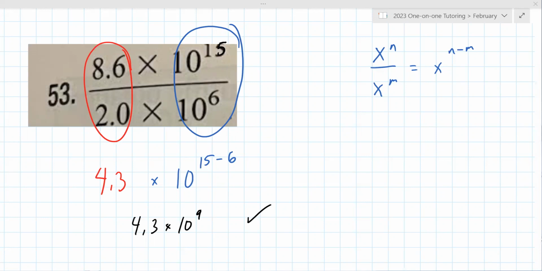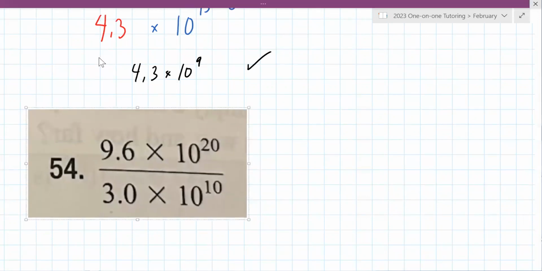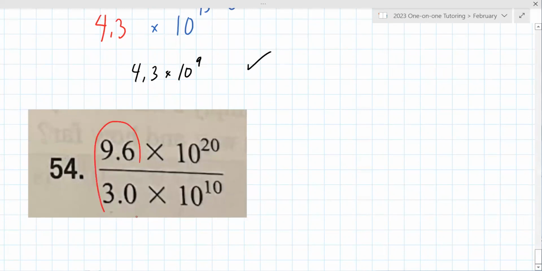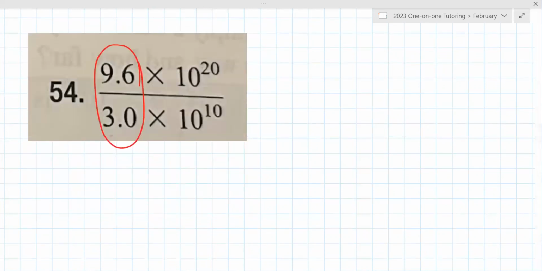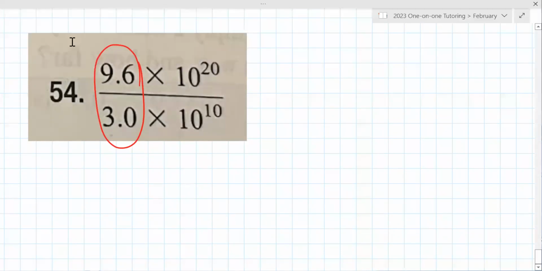Okay, so 54 here. It's really similar. It's really two problems in one. You first look at the numbers and you divide. So if you've got a calculator, go ahead and calculate that for me, please. That would be 3.2. 3.2 times 10 to what power? What is the power that goes here? That would be 10. Yes. 10 to the 10.